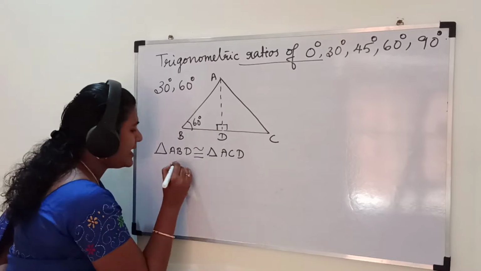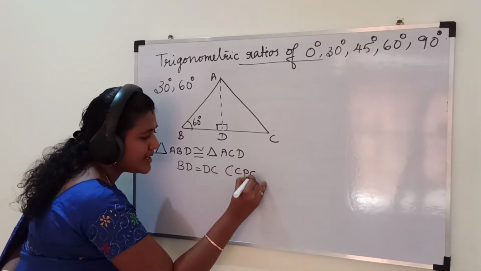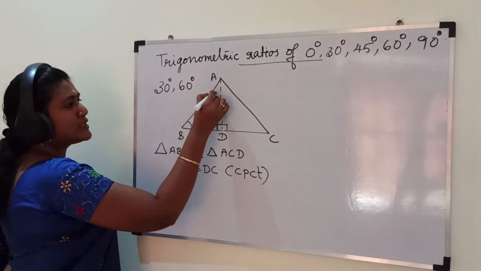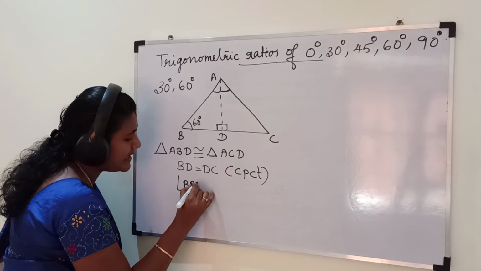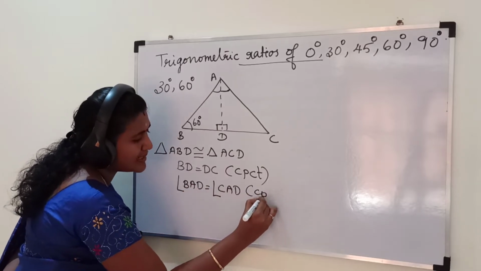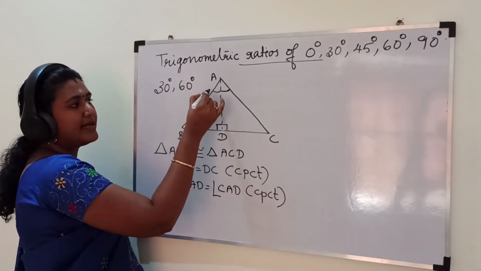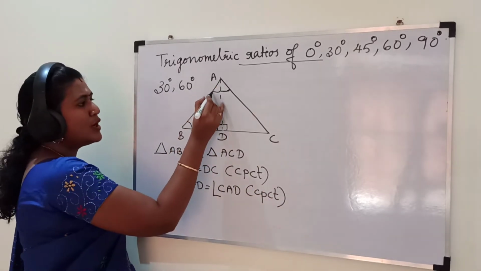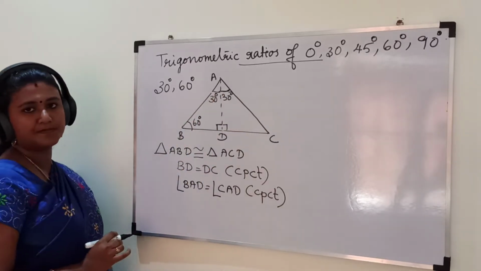So we can write BD is equal to DC by CPCT. In the same way, these two angles are also equal, that is angle BAD is equal to angle CAD. This is also equal by CPCT. But we know this full angle A is 60 degree, so this will be 30 degree and this angle is also 30 degree.